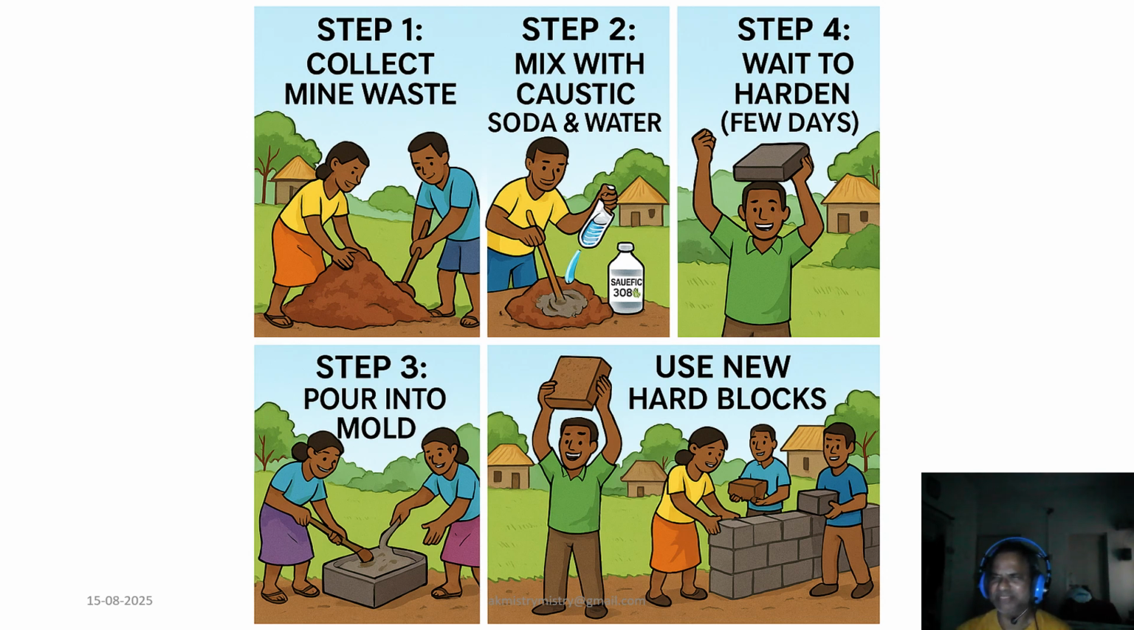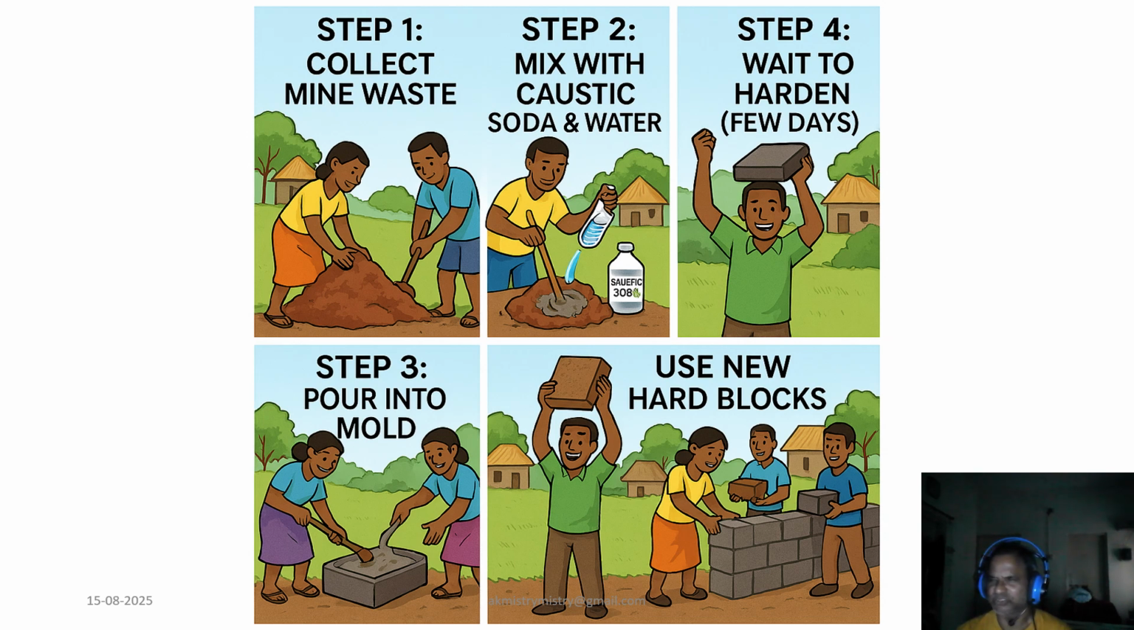Step two is to mix the waste with caustic soda and water. And if any alkaline activator is there, it is well and good. Coming to step three, which is to pour the mixture into a mold. The shape and size of the mold will define the final product. Step four, allow the mixture to harden over a few days. The geopolymer reactions form a solid, durable block.